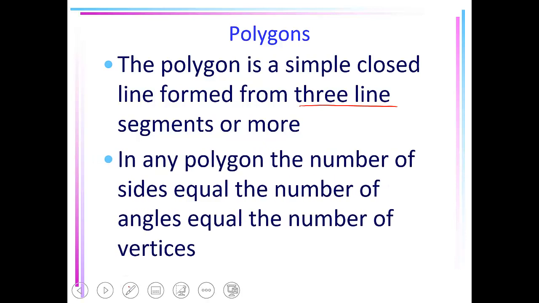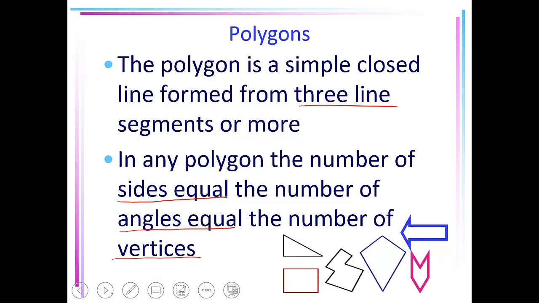We also said before that any polygon has a number of sides equal to the number of angles, equal to the number of vertices. So for example, if I have a polygon having 5 sides, this means it's going to have 5 angles and 5 vertices as well. So again, to say that I have a polygon, it must contain 3 line segments or more. And I know that any polygon has an equal number of sides, angles, and vertices.